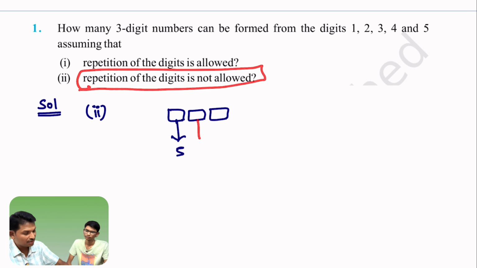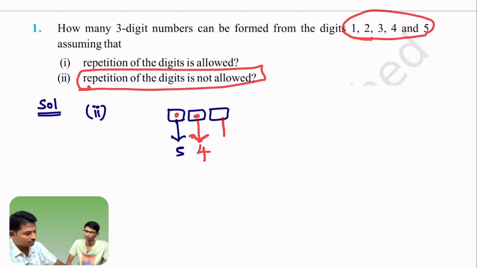Second box can be filled in how many ways? 4 ways. What are those 4 ways? Whatever the number we wrote here in first place, that number we'll exclude. If we exclude that number, how many numbers are remaining? 4 numbers are remaining. So second box can be filled in 4 ways. Now these 2 boxes are filled.